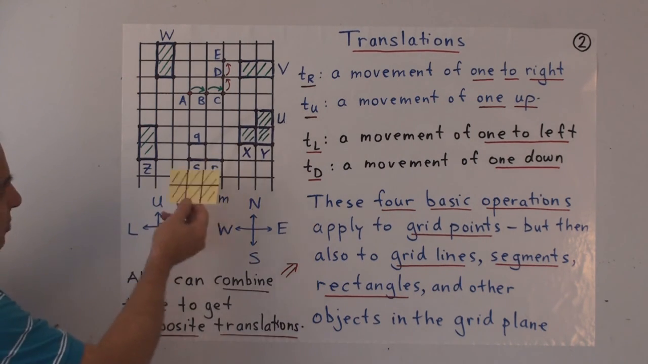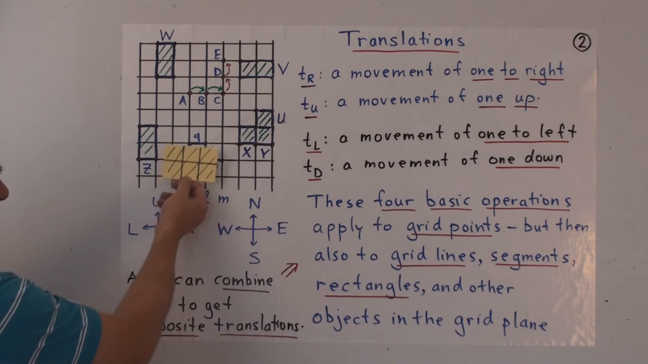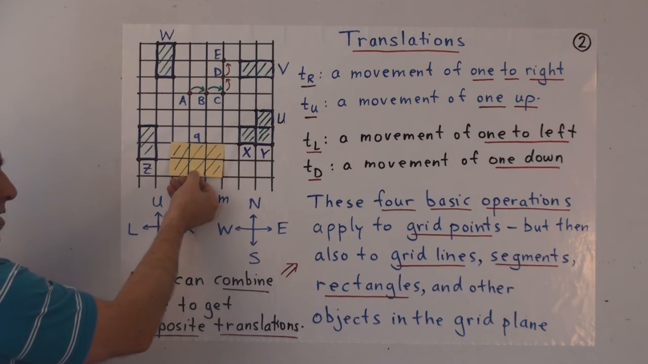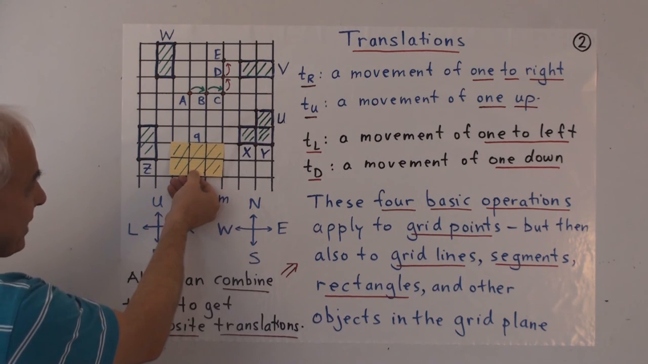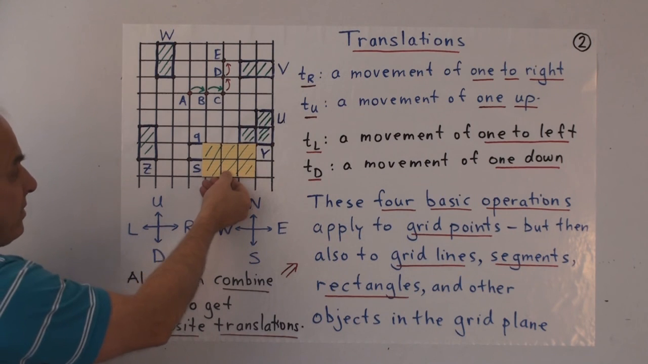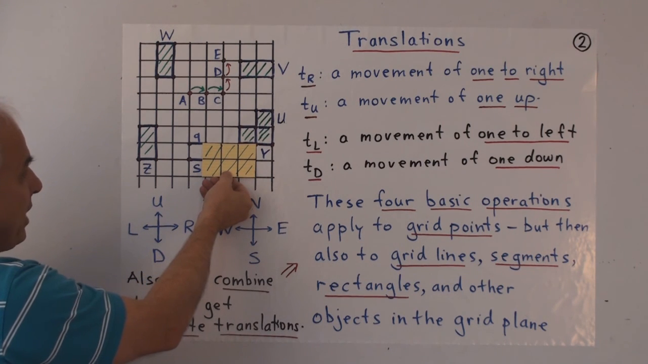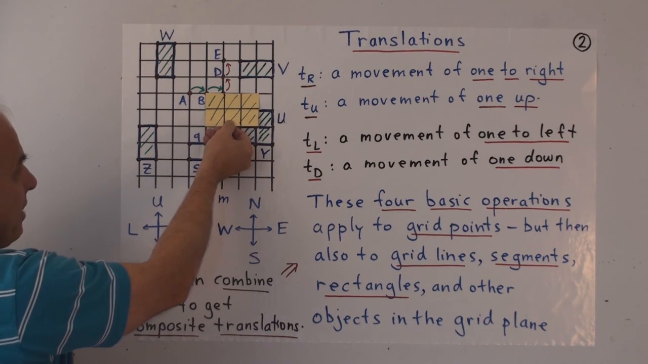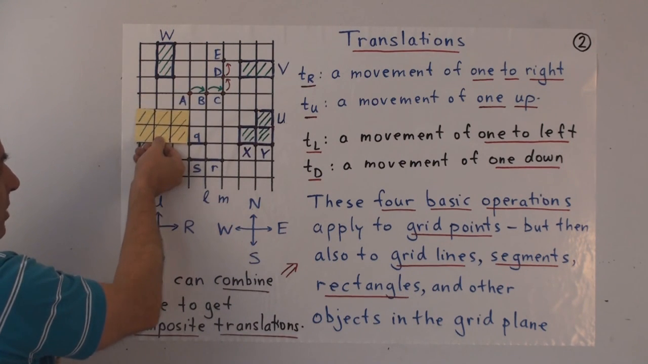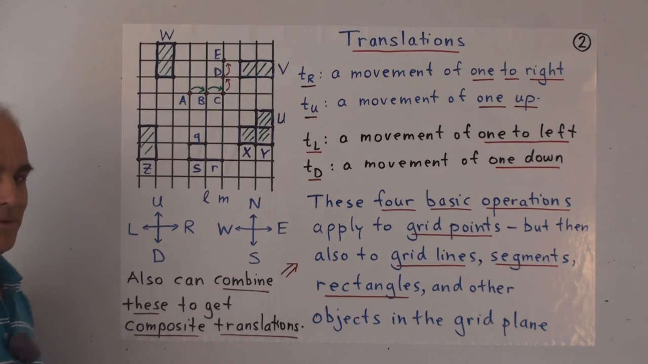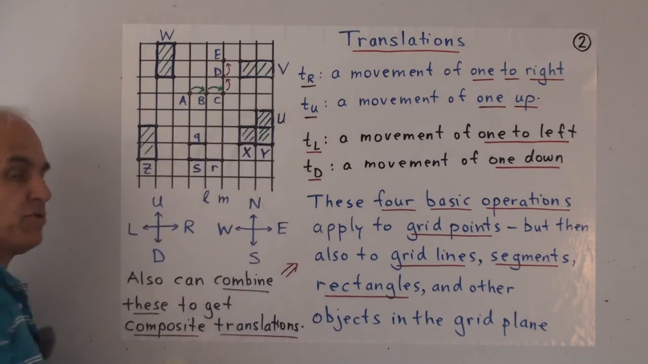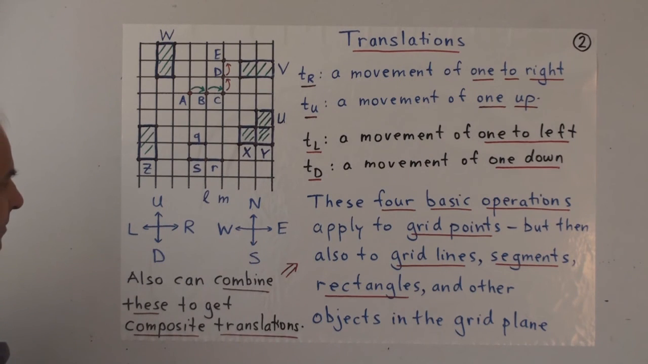Of course, we can apply it to more complicated things too. So if here is some kind of rectangle in the plane, then we can translate that in various ways. For example, that would be a translation of 2 to the right, and then 3 up would be here, and then maybe 4 left would be here, and then down 1 would be here. Right? So we can perform various translations of objects within the grid plane.